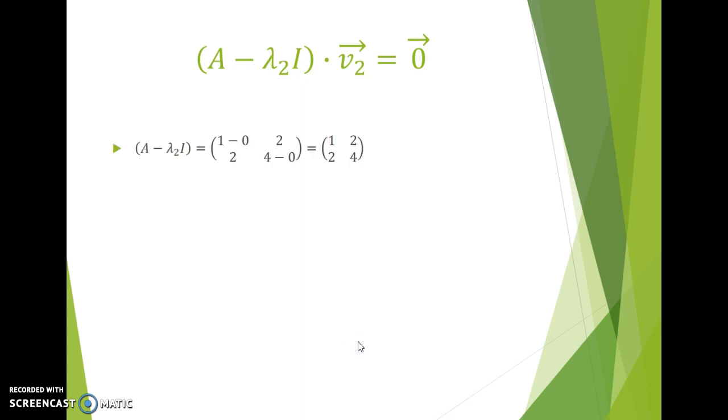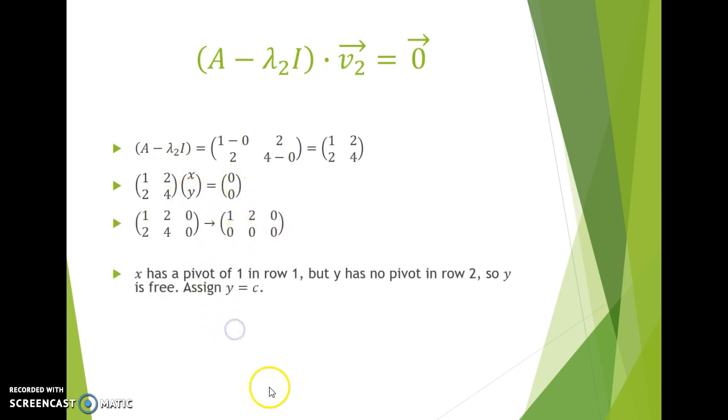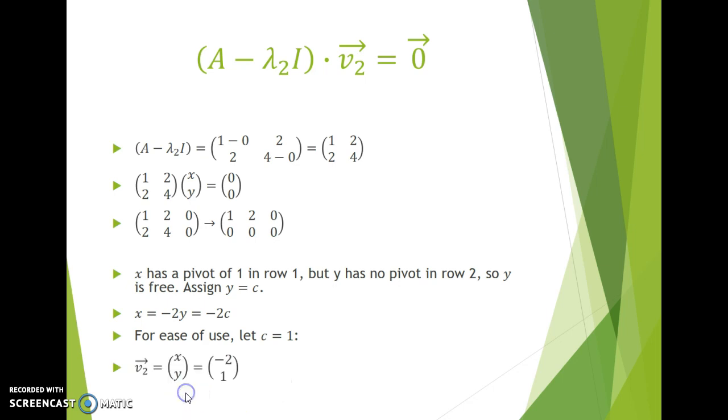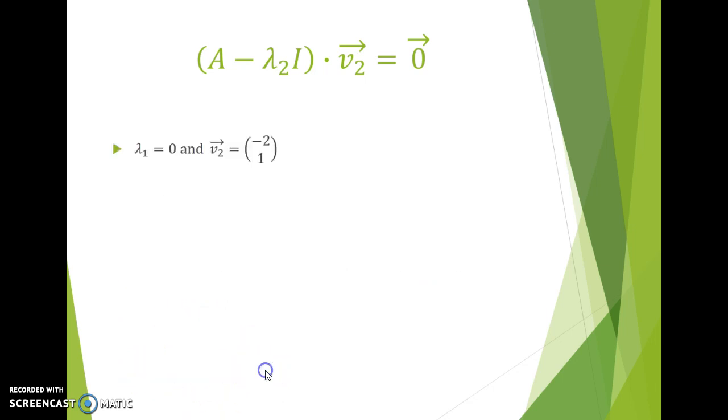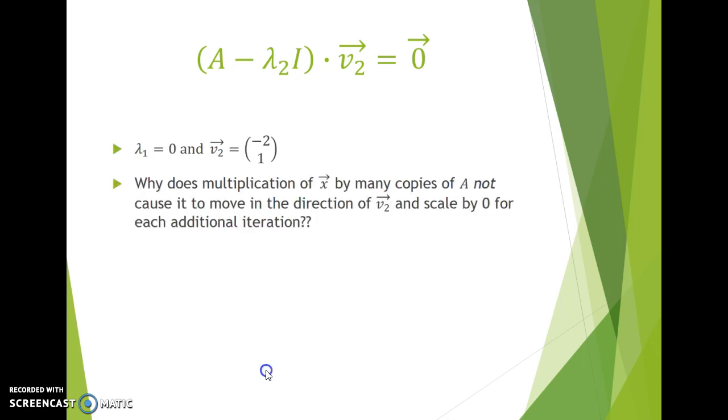Similar process for the second lambda. We subtract 0, so that doesn't change the matrix at all. We do the reduced row echelon form version. Again, y is the free variable. We assign y equals c. I'm going to go ahead and pick c equals 1 because that's easy to work with. And I get v2 is the vector negative 2, 1. Summary: lambda 2 equals 0, v2 equals negative 2, 1.